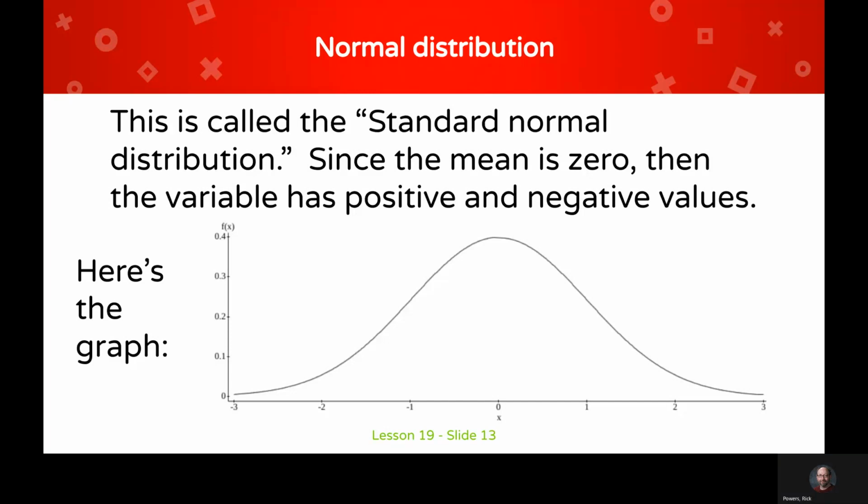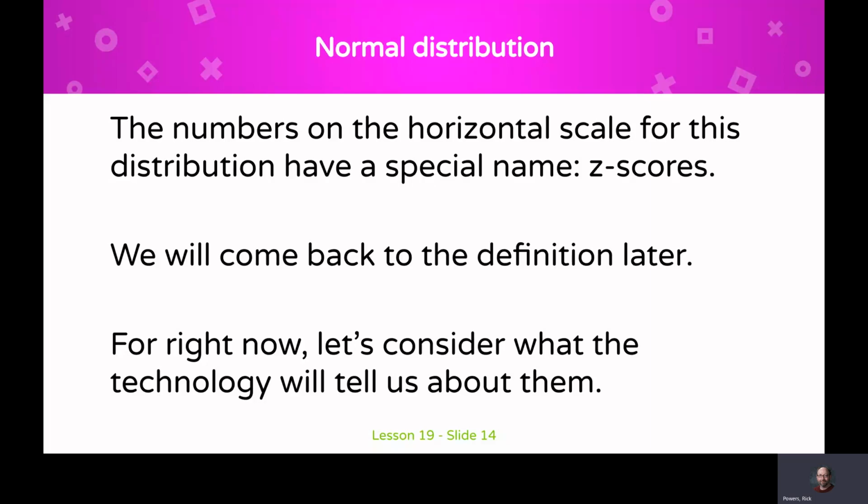Here's the graph. 0 in the middle. Goes down to -3, goes up to +3, and it even extends beyond that. The numbers on the horizontal scale for this distribution have a special name, z-scores. We will come back to the definition later. For right now, let's consider what the technology will tell us about them.